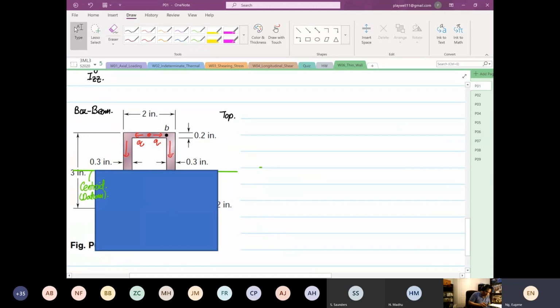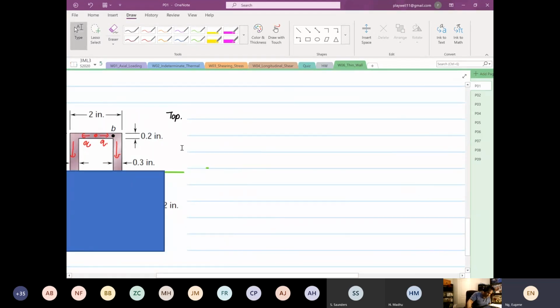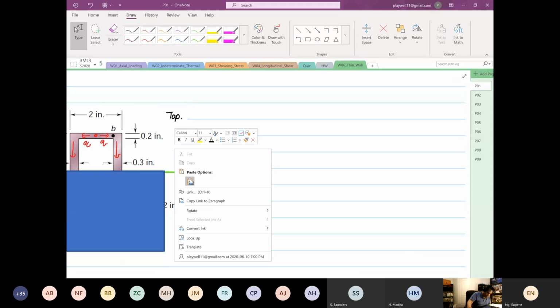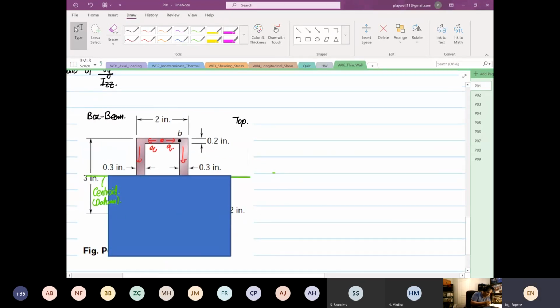Now if we were to look at our bottom, we know at point B we share a common start point over here. One arrow goes to the left and the other goes to the right.